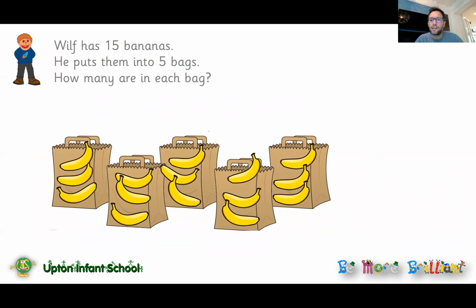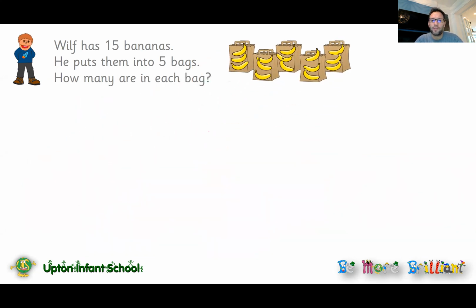So let's just get rid of those bananas. We're going to pop them up in the corner a second, because I'm going to show you how to do it without having to use any objects to do counting. We're just going to use our pencils and a piece of paper. And this is how we do it.